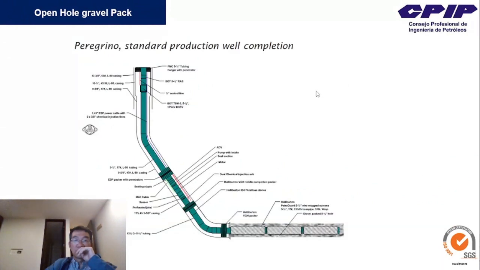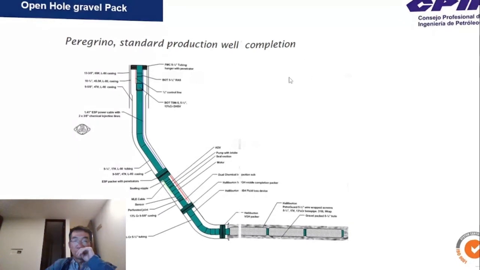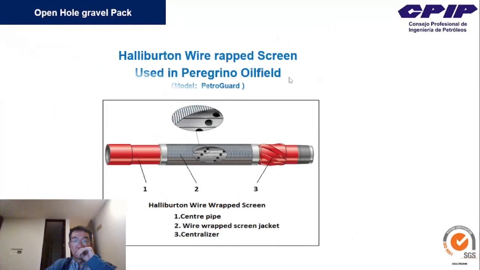This is a standard production well completion. They use the Halliburton wire wrapped screen. In this screen, you can see 1 is the central pipe, 2 is the wire wrapped screen jacket, and 3 is the centralizer.